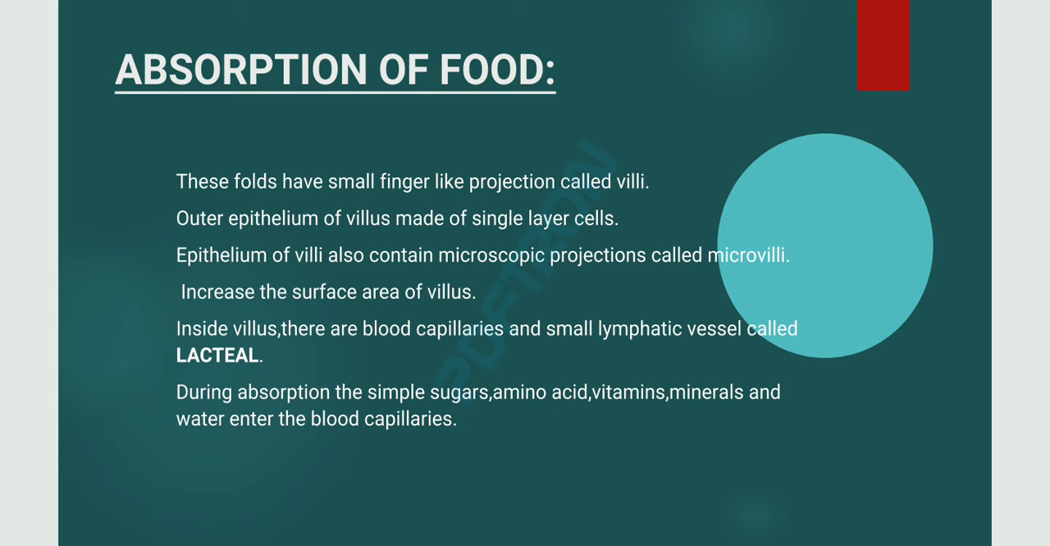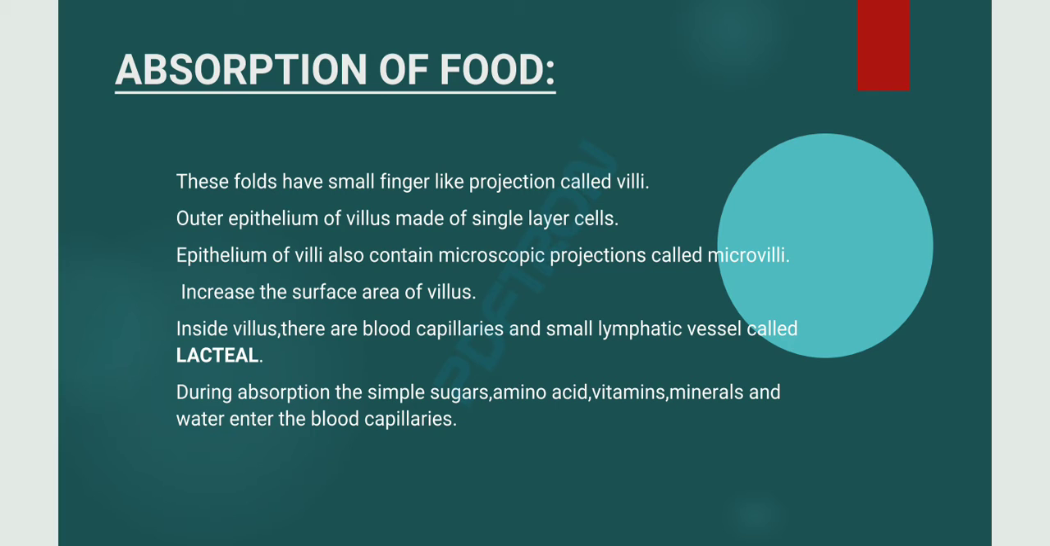Villi are basically cylindrical vascular projections that increase the surface area of a membrane. The outer epithelium of a villus is made of a single layer of cells. The epithelium of villi also contains microscopic projections called microvilli. Now what is the role of microvilli? Microvilli basically increase the surface area of the villus. Inside the villus there are blood capillaries and a small lymphatic vessel called a lacteal.